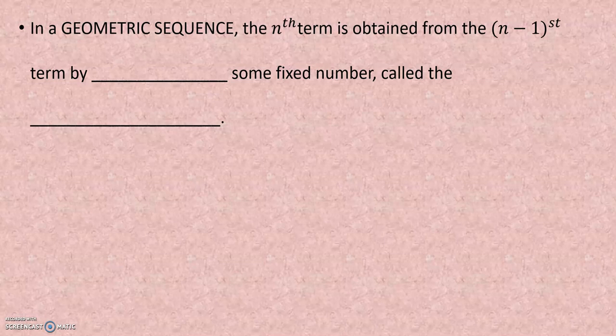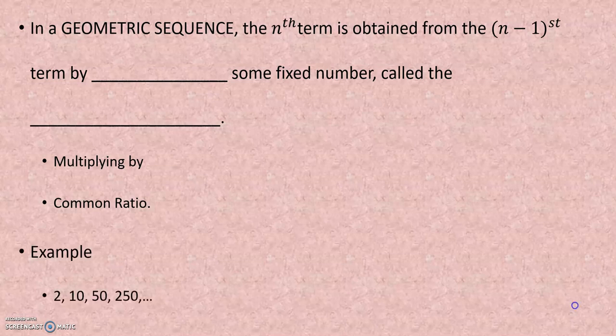In a geometric sequence, the nth term is obtained from the n minus first term. You find the next term by looking at the one before it and by multiplying by some fixed number called the common ratio. Example: 2, 10, 50, 250. Each time you multiply by 5. The common ratio is 5.